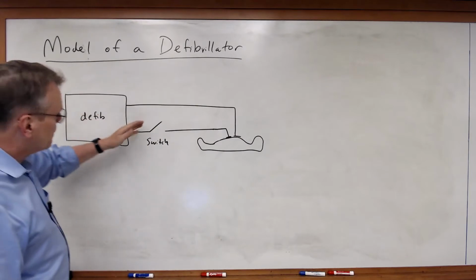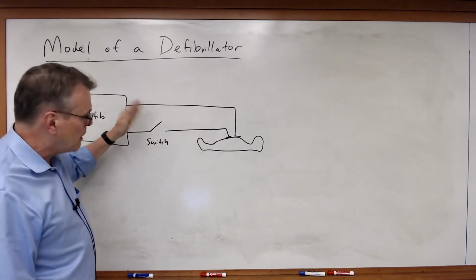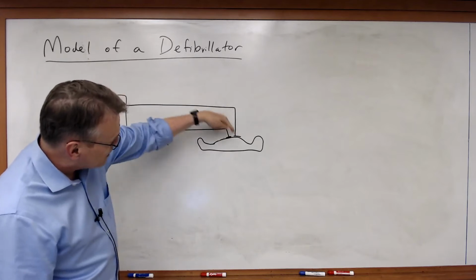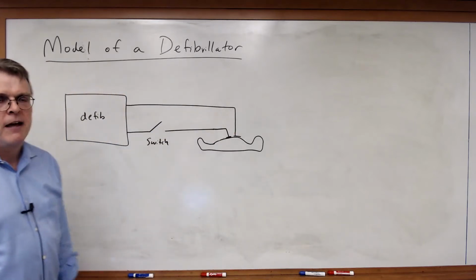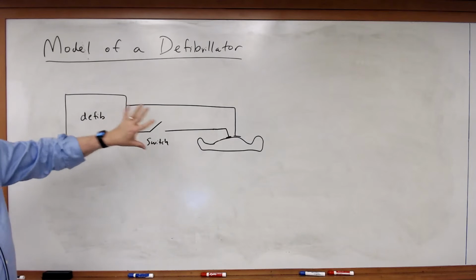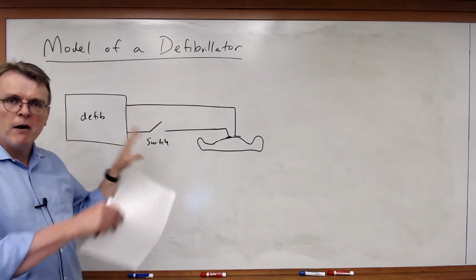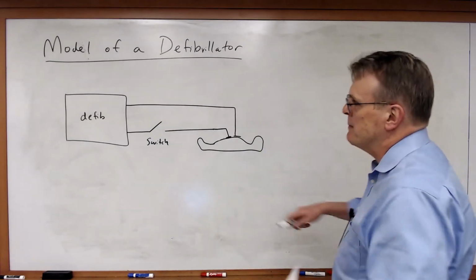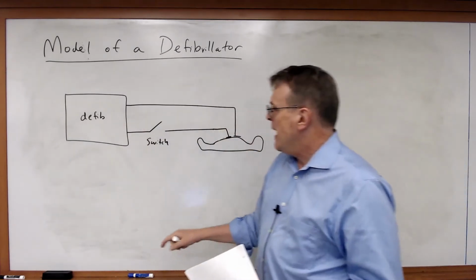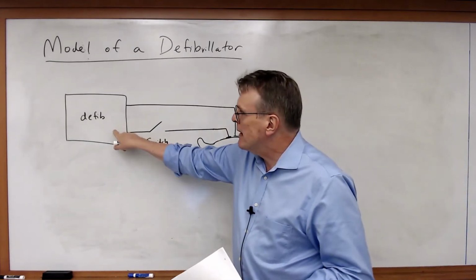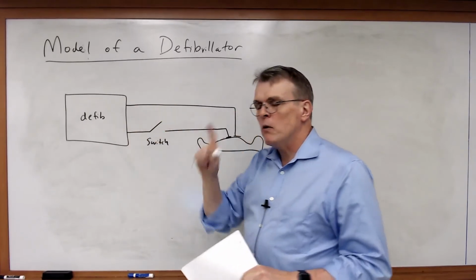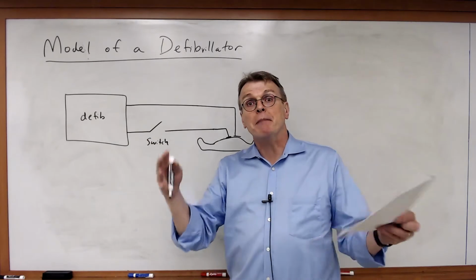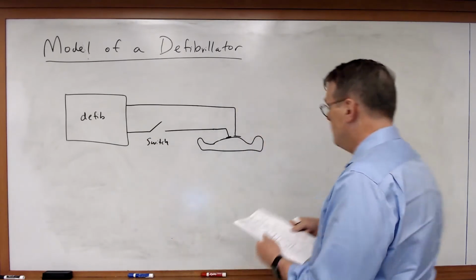Here's our defibrillator, here's the switch, and we're going to close that to shock the patient. And here's our patient with a couple of paddles attached to the chest. What I'm going to do is create a very simple circuit model of this behavior. First, I'm going to take this defibrillator and replace it with a voltage source and a resistor. I'm going to treat that defibrillator as if it were a big battery, just as we did before.